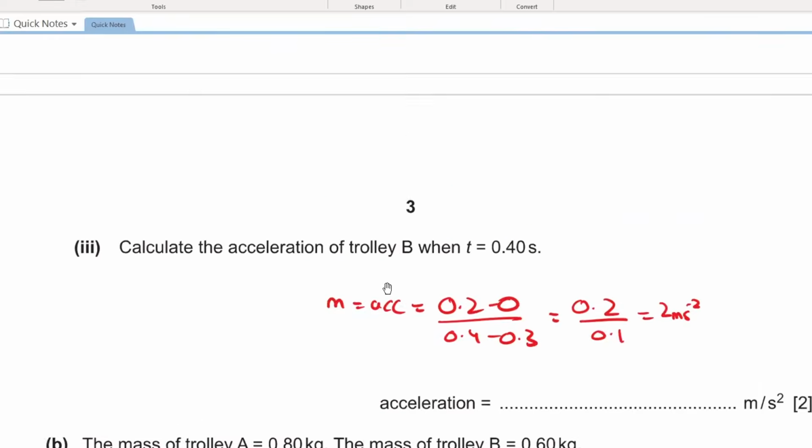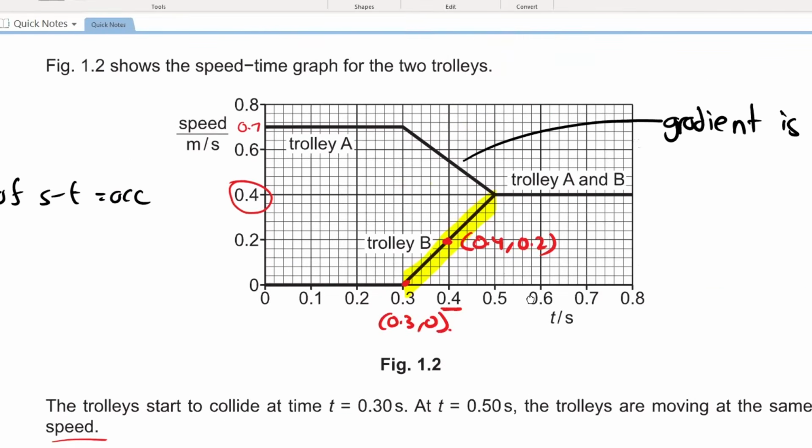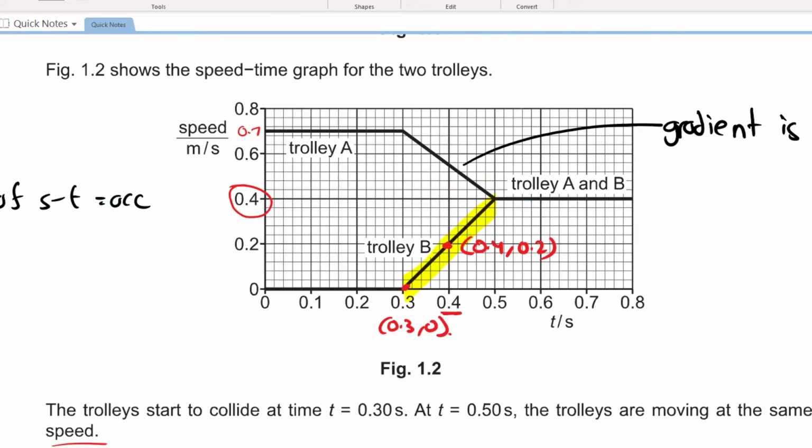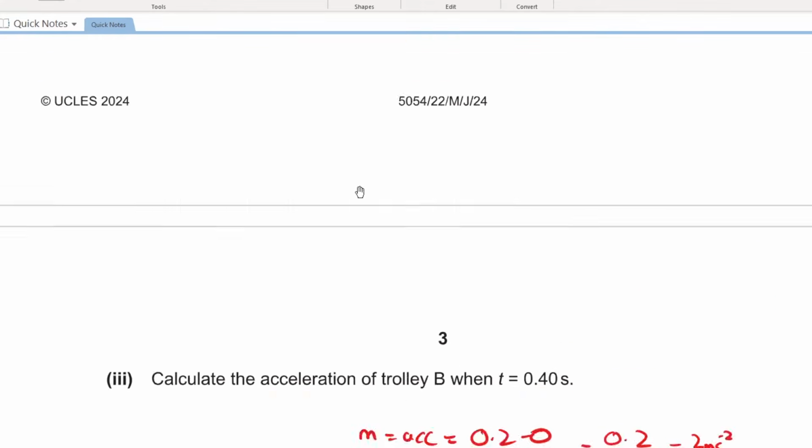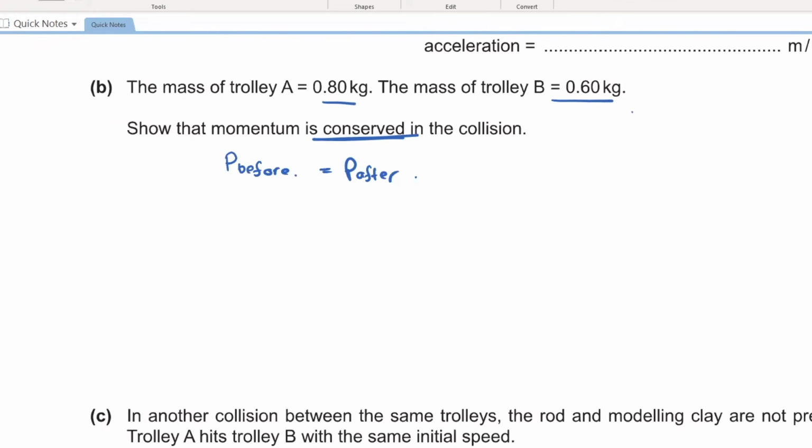Let's calculate the momentum before collision. Before collision, only trolley A is moving with a velocity of 0.7. So before collision, the momentum will be the mass of trolley A, that is 0.8, into the velocity, that is 0.7. What will be the momentum after collision?